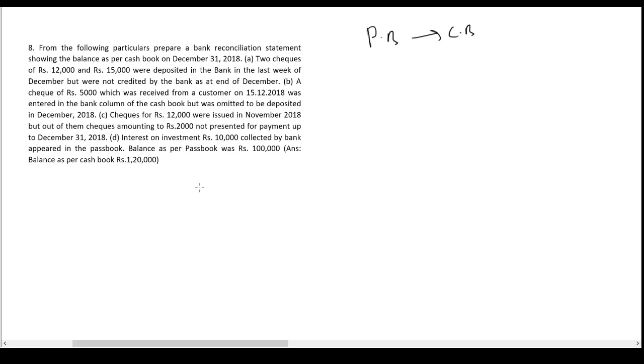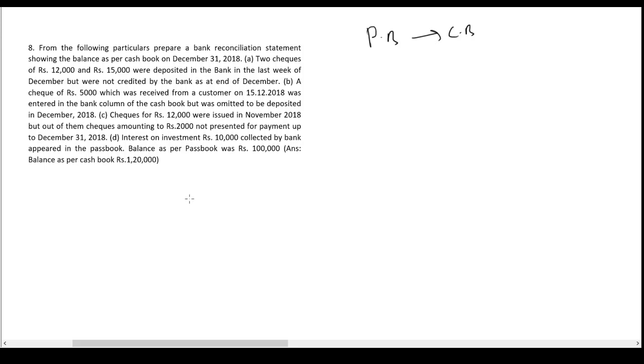Two checks of rupees 12,000 and 15,000 were deposited in the bank in the last week of December but were not credited by the bank as at end of December. So some checks were deposited in the last week of December but these checks were not credited in the bank account as at the end of December.